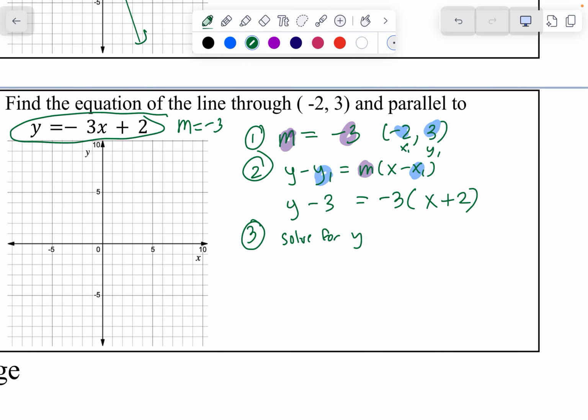Every single time, if there was something that needed distributed, I would say do that first. So that would be negative 3x minus 6. And then we got to move that negative 3 that's with the y. We would do that by adding 3 to both sides. And so we get y equals negative 3x minus 3.